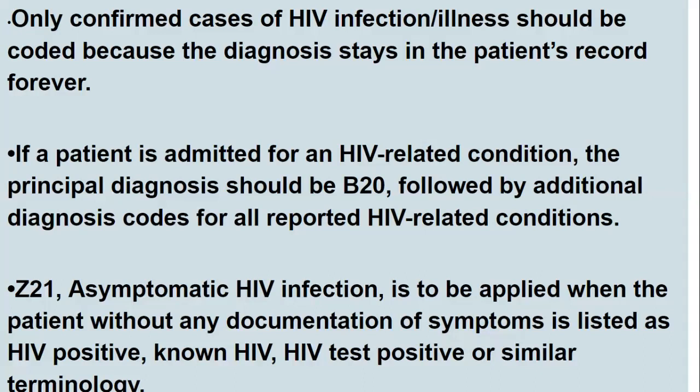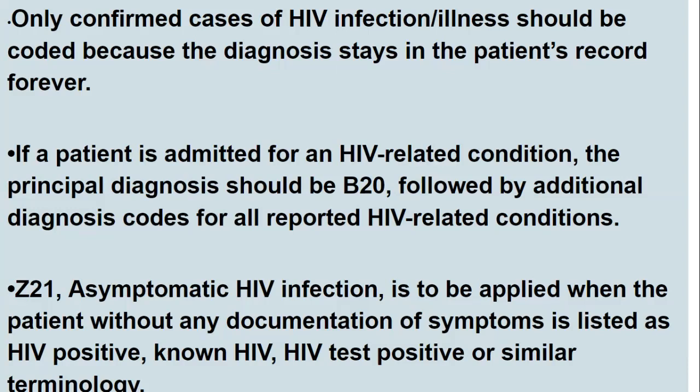Okay, you only can code confirmed cases of HIV infection and illness. It should be coded because the diagnosis stays in the patient's record forever. You cannot take it off, or it's almost impossible to take off an HIV diagnosis once you put it on that patient's record. So we always have to stay diligent and make sure that if we are actually coding a diagnosis code of HIV, that we know for a fact that the patient has that.